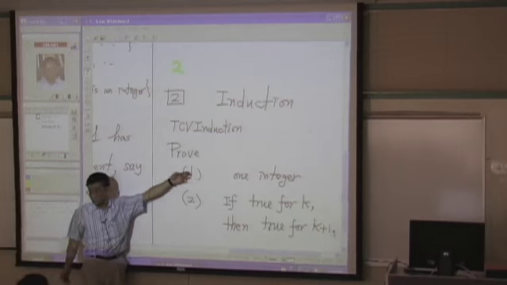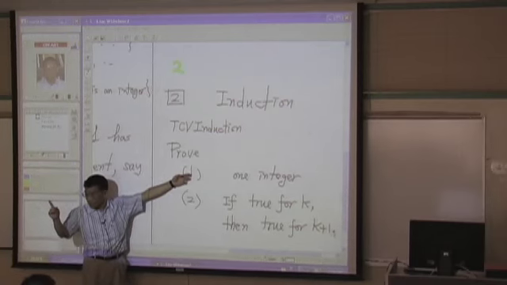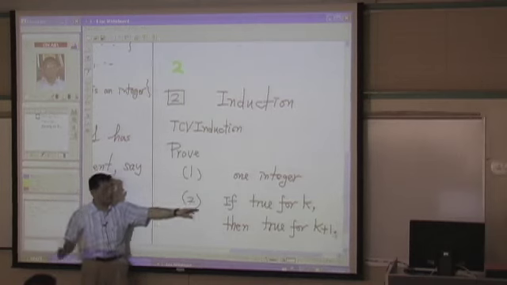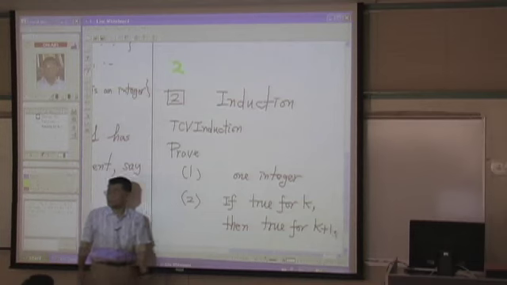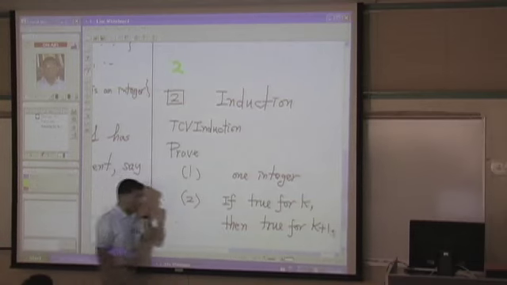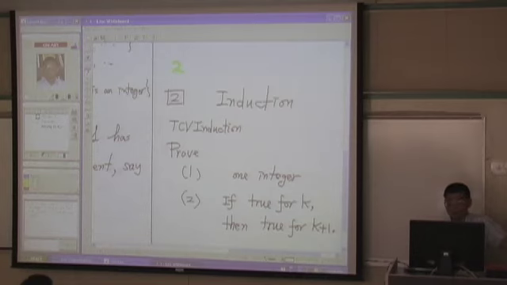It's very routine. You show that the statement is true for one integer. And then you prove that if the statement is true for k, then it is true for k plus 1. So it's way easier. I will show you an example. But if you have a question, ask me.